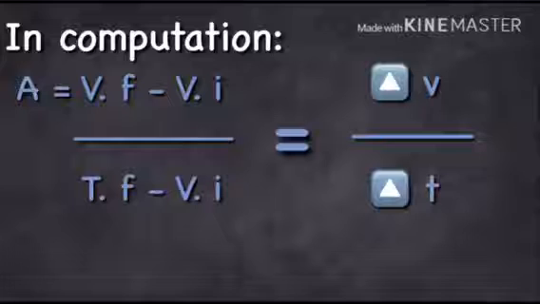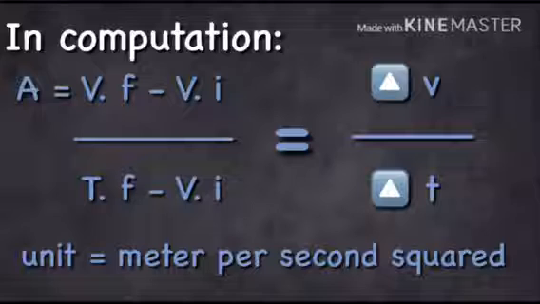In computation, the formula for getting the acceleration is to first get the final velocity, then subtract the initial velocity, then divide by the difference of the final time and initial time. The unit for acceleration is meter per second squared.